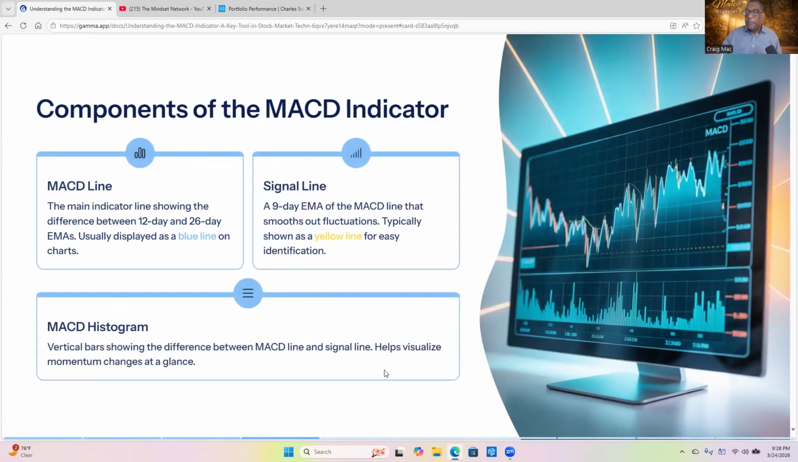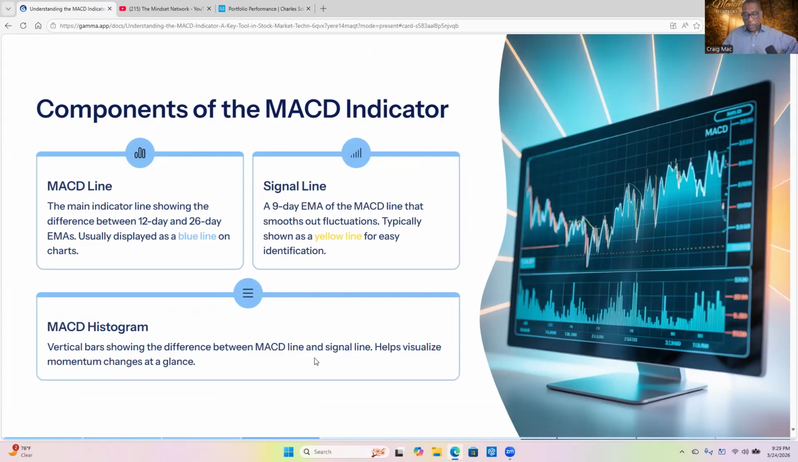All right, MACD line. It's the main indicator. It's usually blue when you're going through your brokerage account. The tools that they use is usually the blue line on the MACD. Your signal line is usually the yellow line. And the vertical bars that are associated with that particular indicator give you an idea of the momentum.